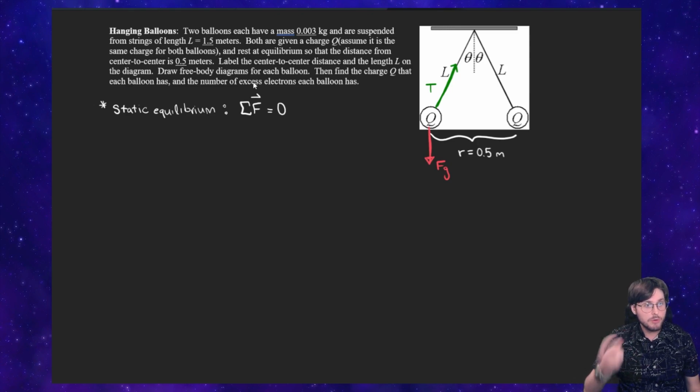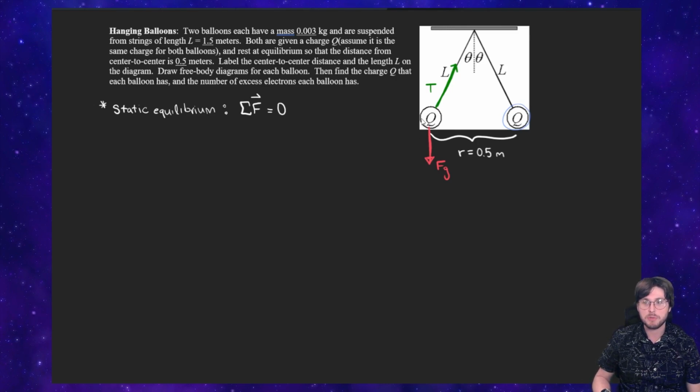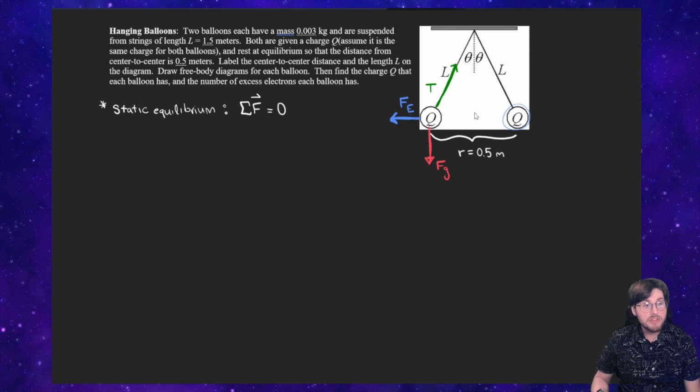Remember that if two objects that are charged have like sign, they are going to repel each other. That means that the force that this balloon right here exerts on our leftward balloon is going to be a repulsive force. It's going to push this balloon away from itself. That means that our electrostatic force on this leftward balloon is going to act to the left in this case. And we'll denote that with F sub E. And that is basically our free body diagram.